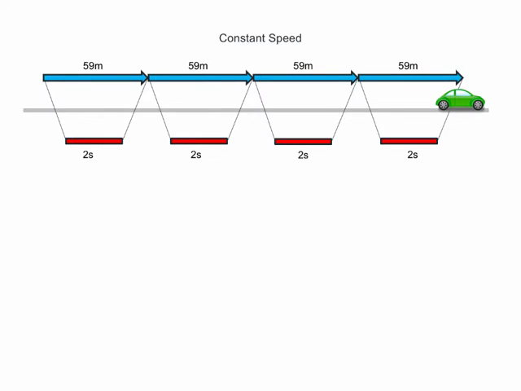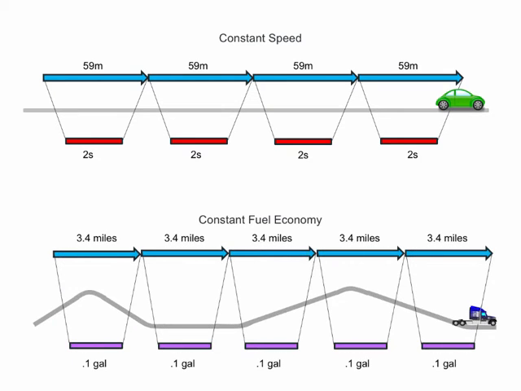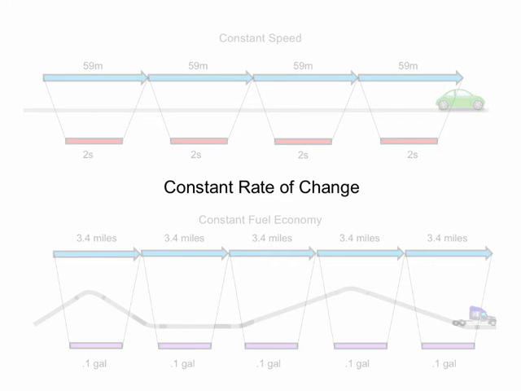In this video, we'll be looking at the concept of constant rate of change in general. In the previous videos, you looked at constant speed, measured in meters per second, and constant fuel economy, measured in miles per gallon. In this video, I'll talk about what a constant rate of change means in general.